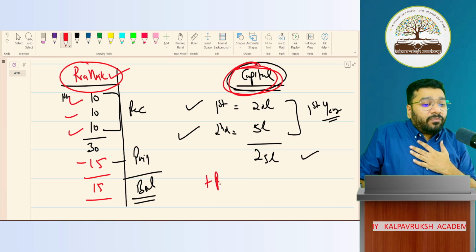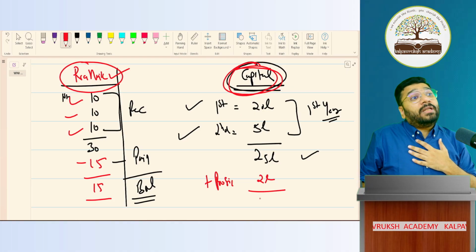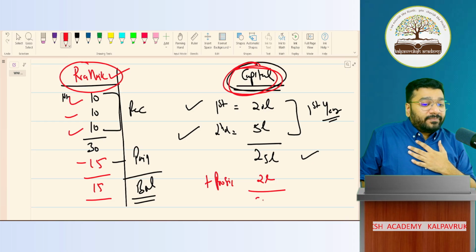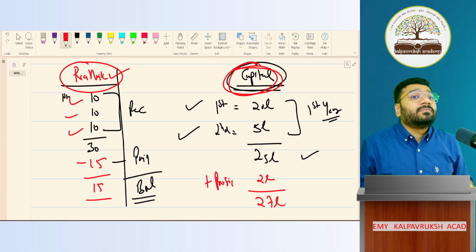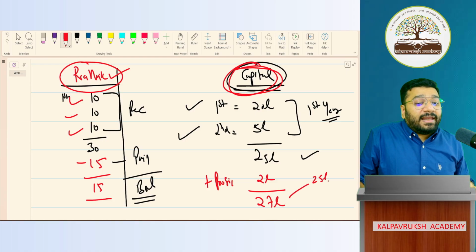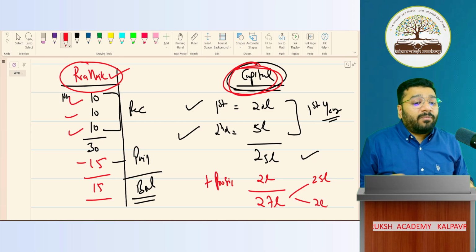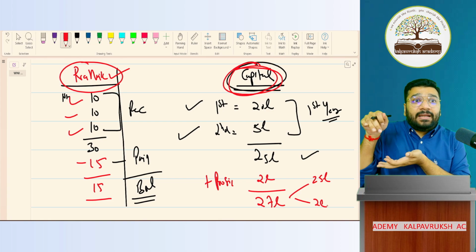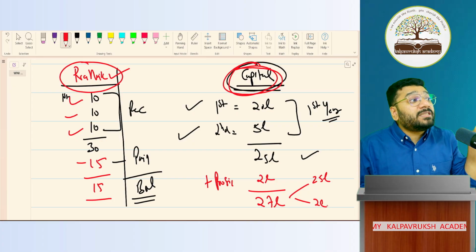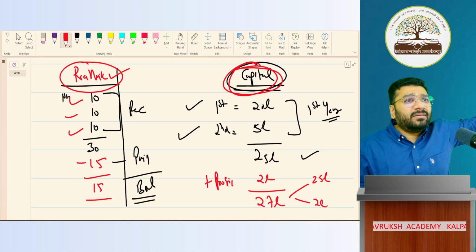So add profit. How much? 2 lakh. So how much money in total does the business owe to the owner? 27 lakh is the total money that the business owes to the owner. What is the breakup? 25 lakh in the form of capital, the business owes it, and 2 lakh it owes in the form of profit. So if the business closes, how much money should the business pay to the owner? 27 lakh rupees.